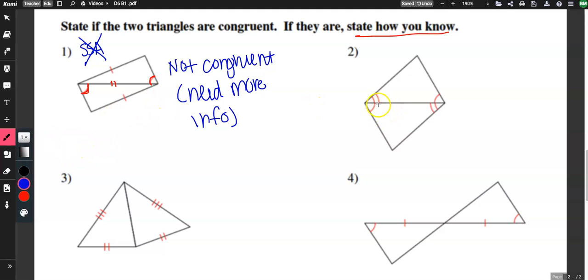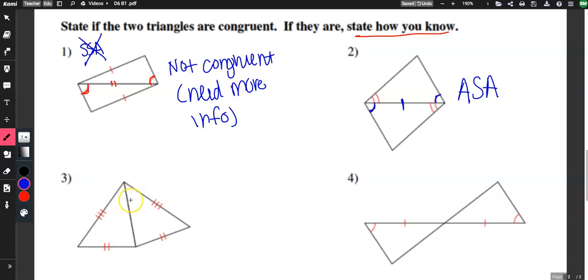Number two, so I have this angle here only has one arc. It matches this guy over here. And then the angles with two arcs. And then again, a shared side. So I'm going to put a tick mark there to show that. So when I follow kind of my labeling, I have angle, side, angle, congruency. So I'm going to say, yeah, these guys are congruent by angle, side, angle. Okay.